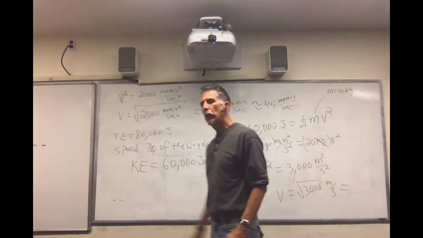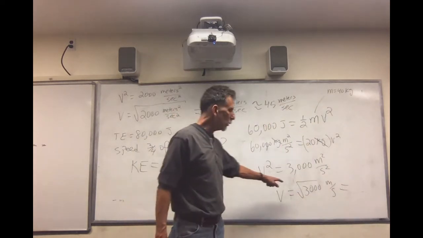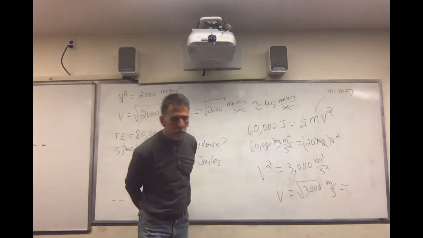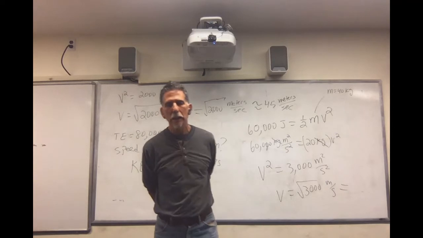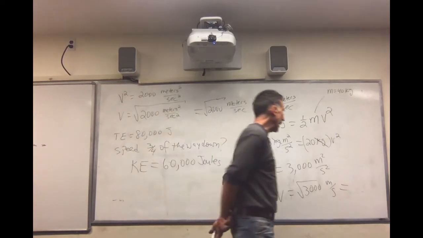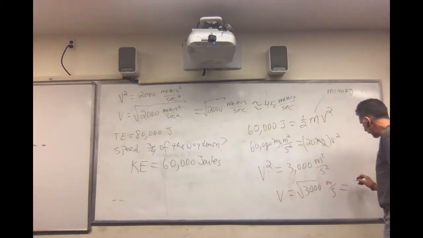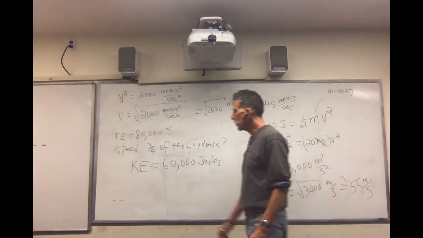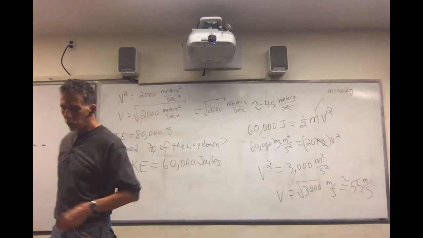What is the square root of 3,000? Again, 50 times 50 is 2,500. 60 times 60 is 3,600. I don't know, so I'm just going to guess about 55 meters per second. All right, so that would be her speed three-quarters of the way down.